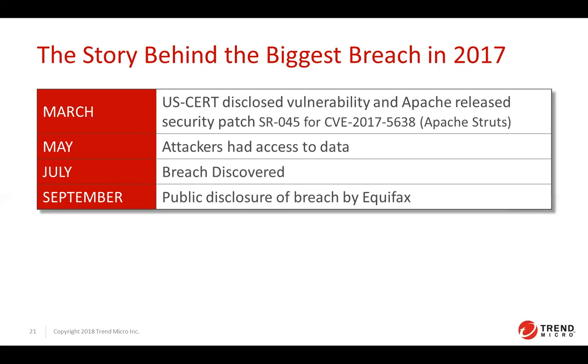Also, if you look at the biggest breach in 2017, which was the Equifax breach, US-CERT back in March disclosed the vulnerability, and Apache actually released a security patch for the Apache Struts vulnerability. That's what they used to access the data. The breach was discovered in July, and the public disclosure of the breach by Equifax was in September. Again, a vulnerability that was patched was used to get inside an organization, to infect and compromise it. So organizations really have to look at the patch management process.